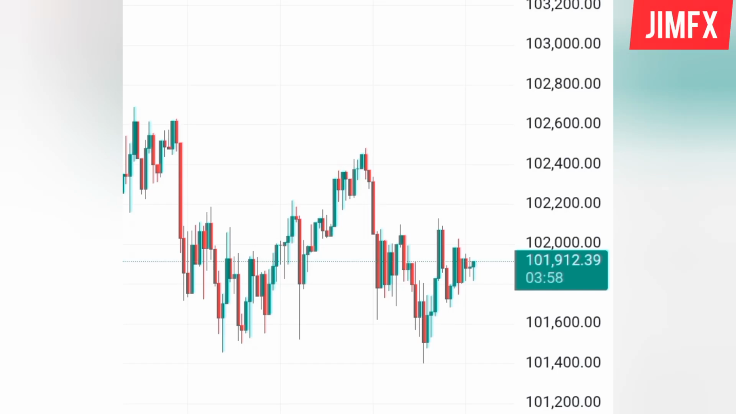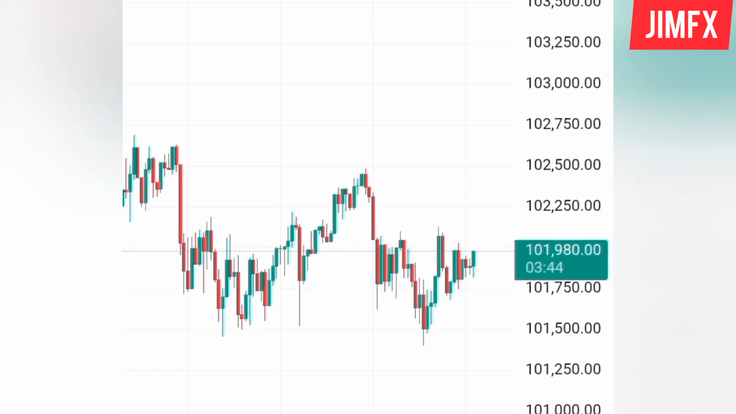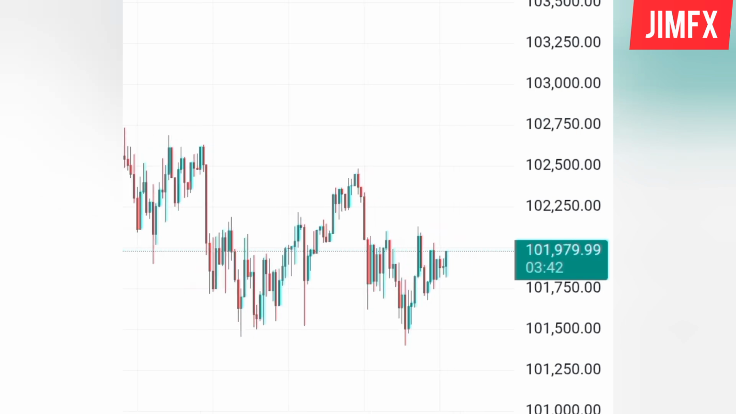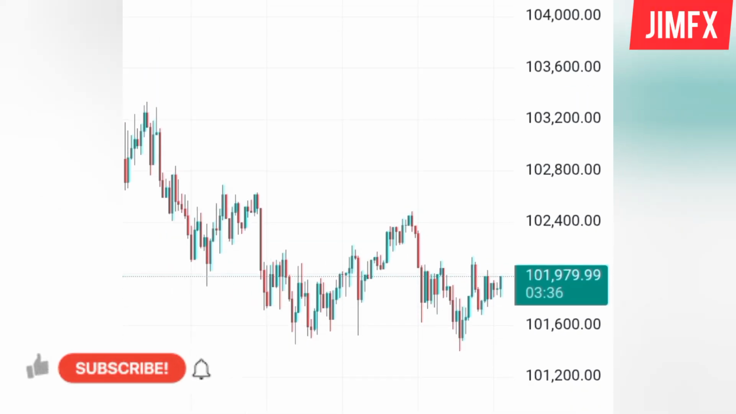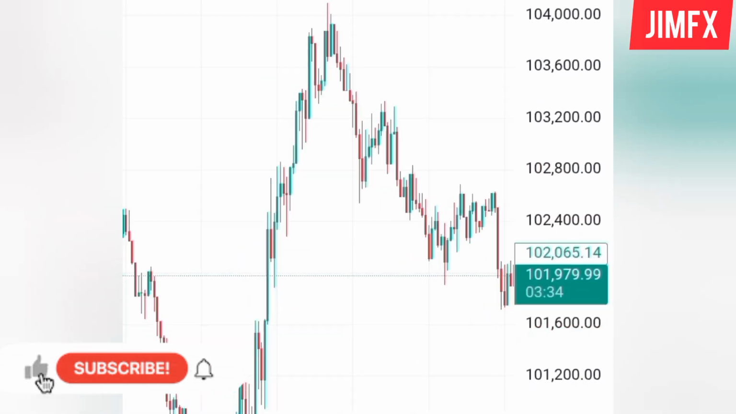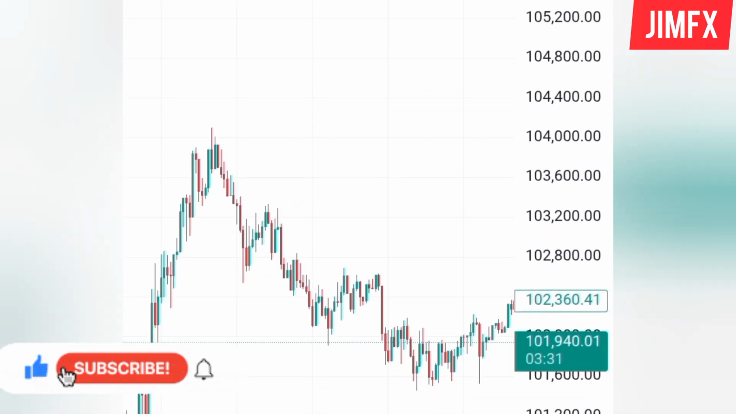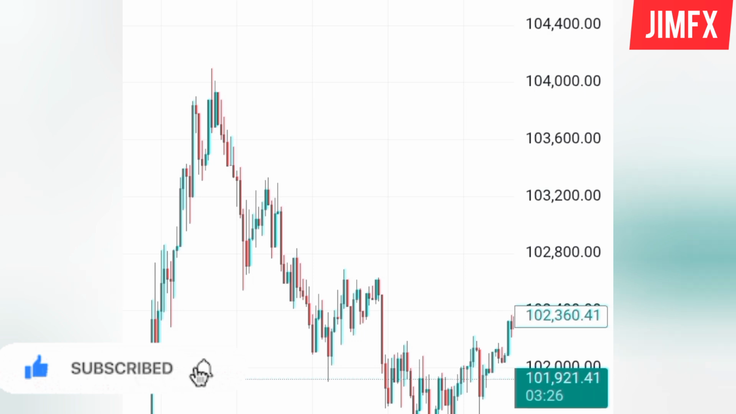If you have been struggling with entries or over trading, stay till the end because I will reveal how to spot sniper entries and avoid fake breakouts in real time. Okay, so the key is to trade with momentum and confidence, not emotion. So we will use these three main confirmations to trade this scalping strategy.